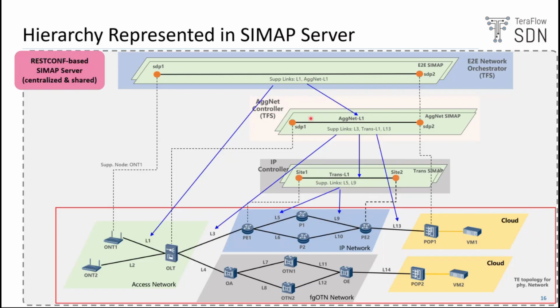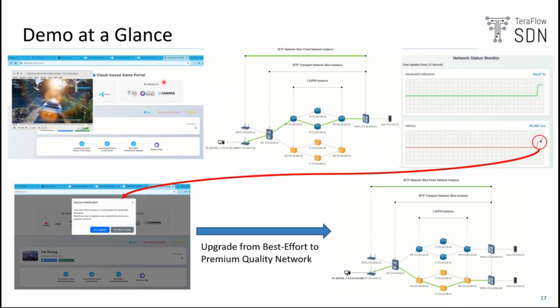To go to the aggregation network, this virtual link is the aggregation of this physical link plus this virtual link plus this other physical link. So all these things are represented in SIMAP, and at the end-to-end segment, it is represented by this physical link and the virtual link that goes from this point till this point. Okay, that is this virtual link. So that way you can have this hierarchical view of the elements, and all this information is stored in this SIMAP server.